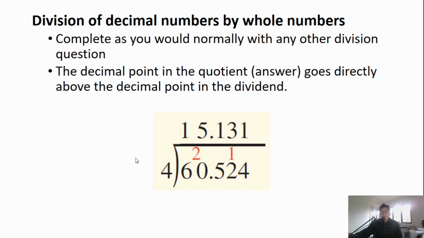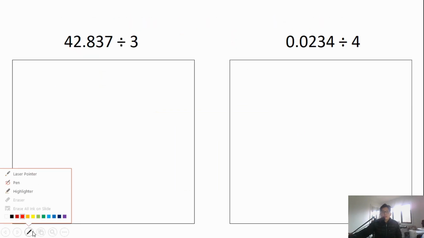So if you look at this question here, we have 60.524 divided by 4. Notice how we just completed the division like we normally did, and then we just add the decimal point right above where it is in the dividend right here. Hopefully this will make more sense as we go through some example questions. So let's turn the slide. I'll go through a couple of them with you.